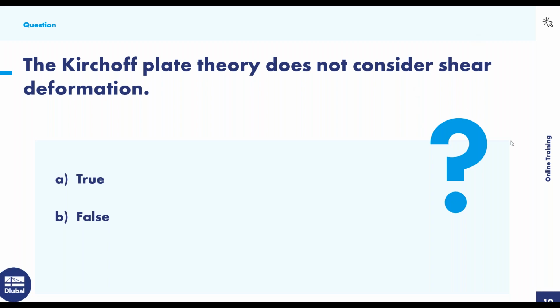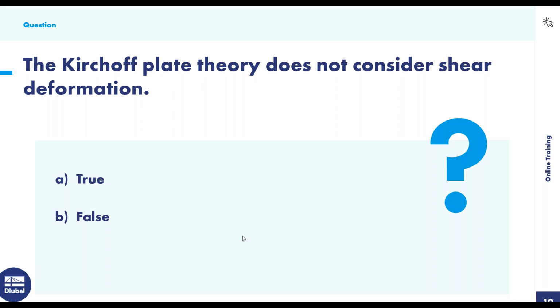All right, so looks like a couple of you answered. So the correct answer is true. The Kirchhoff plate theory does not consider shear deformations. So that is true. And we can now move on into our next example. That will be the Euler case 1 example.